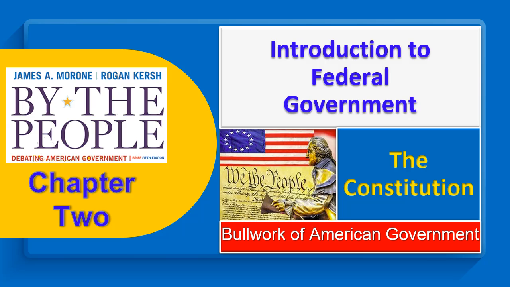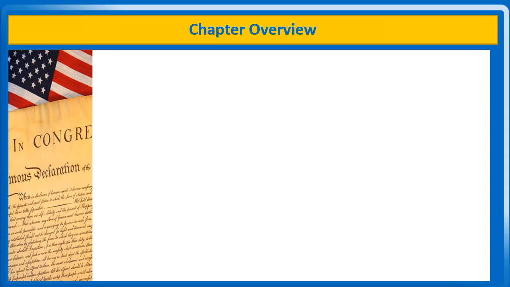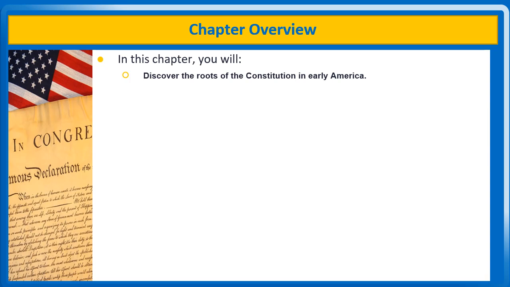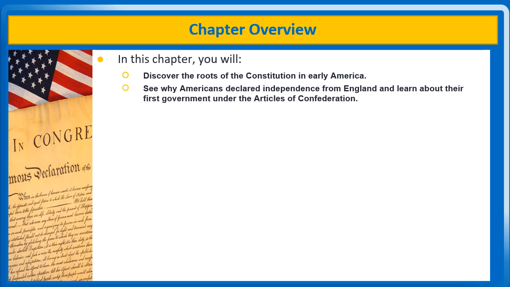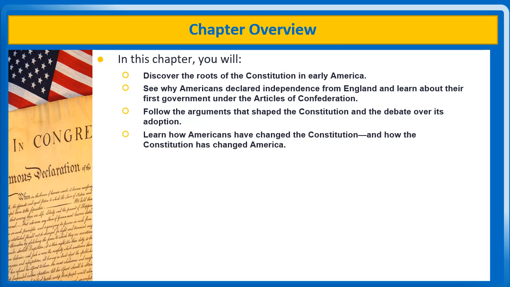Govt 2305, Introduction to Federal Government. The Constitution, Bulwark of American Government, Chapter 2, Introduction. In this chapter, you will discover the roots of the Constitution in early America, see why Americans declared independence from England, and learn about their first government under the Articles of Confederation. Follow the arguments that shaped the Constitution and the debate over its adoption, and learn how Americans have changed the Constitution and how the Constitution has changed America.